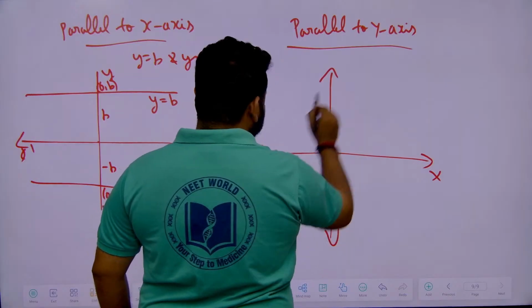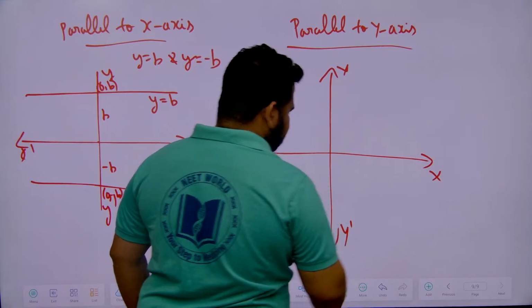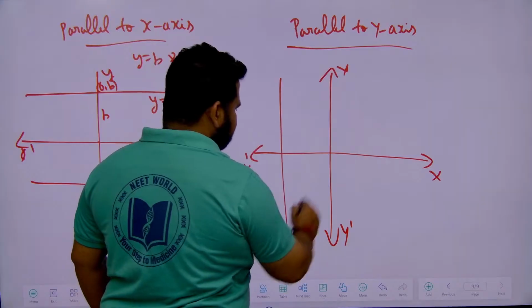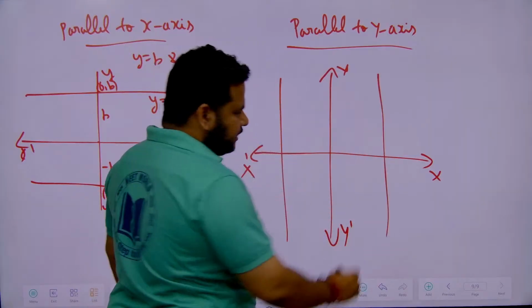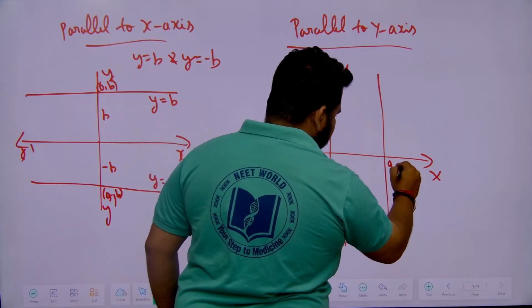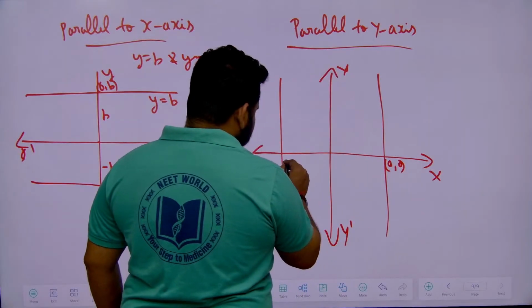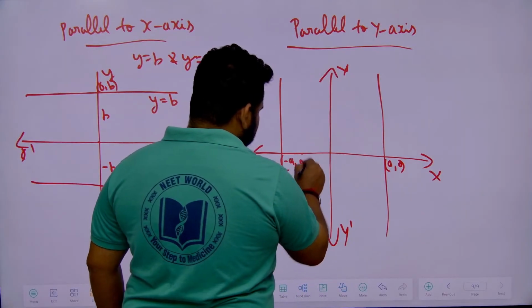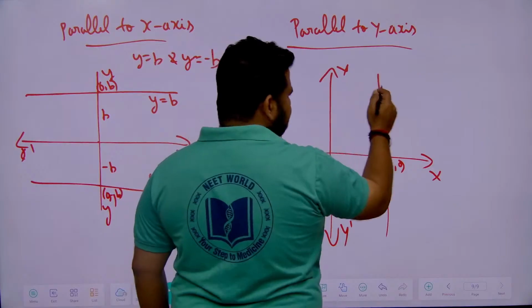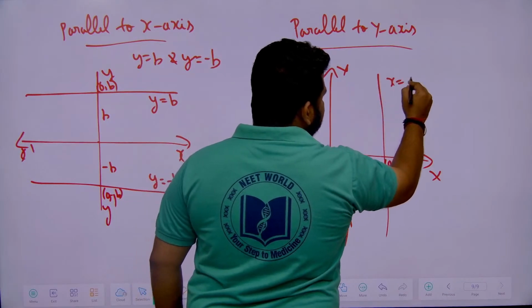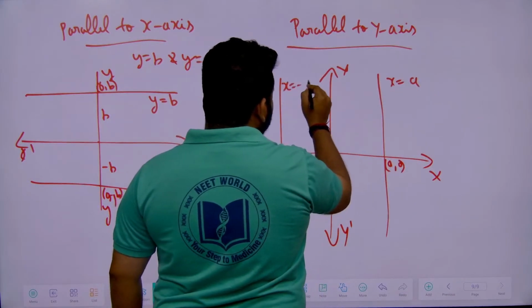X dash, y dash. Parallel to y axis means what? This will be the line. Let the coordinates of this point be a comma 0 and this will be minus a comma 0. The equation of this line will be x is equal to a and this line will be x is equal to minus a.